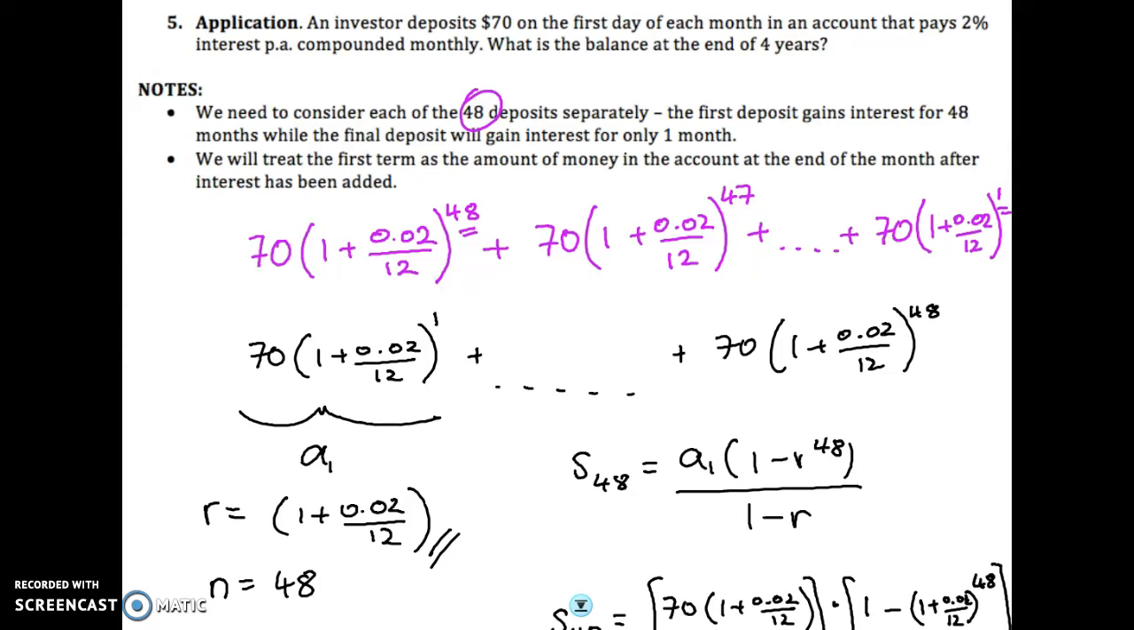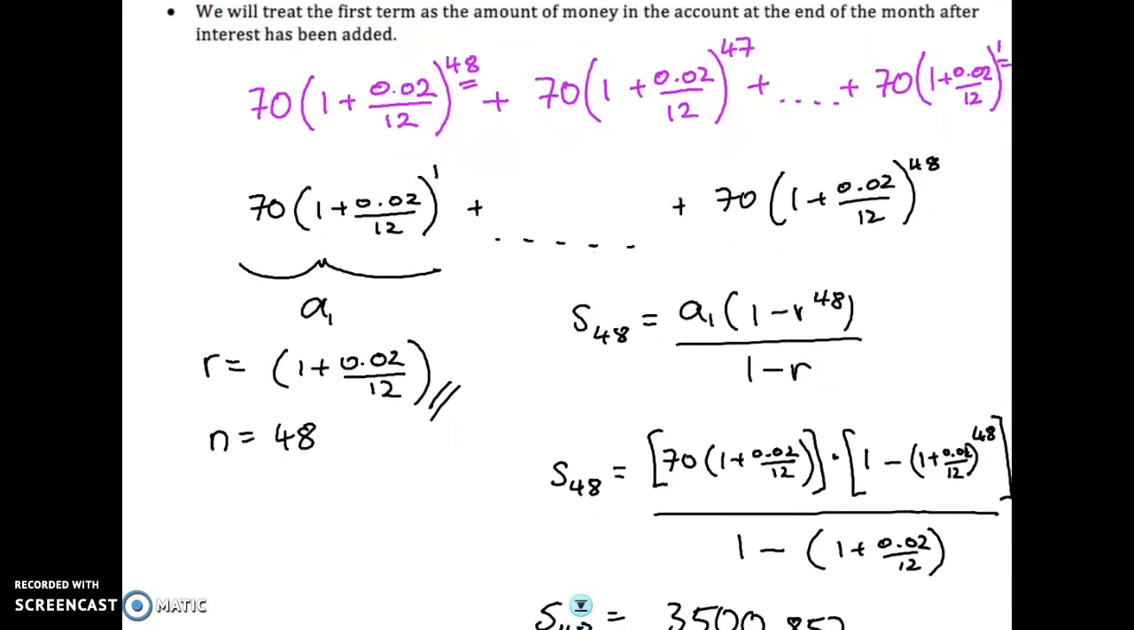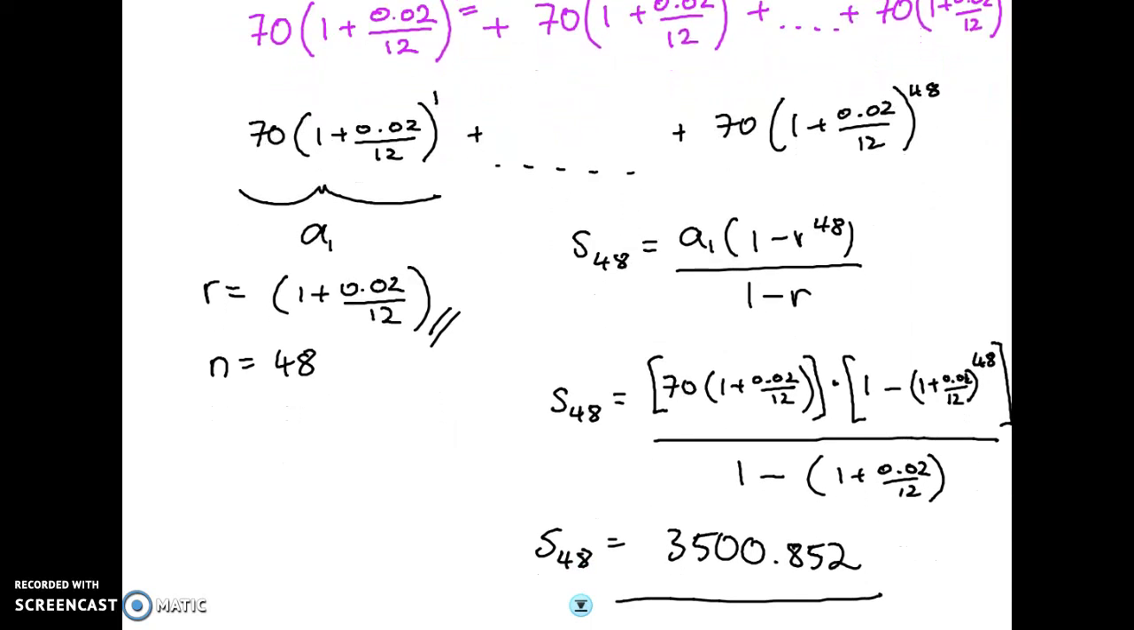So hopefully you were able to put all of that necessary information into the calculator. It looks a little bit of a mess, but you should really have a value of 3,500.852, and really, since we're talking about cash, we need to give some units, and it's perfectly okay to round to 2 decimal places.